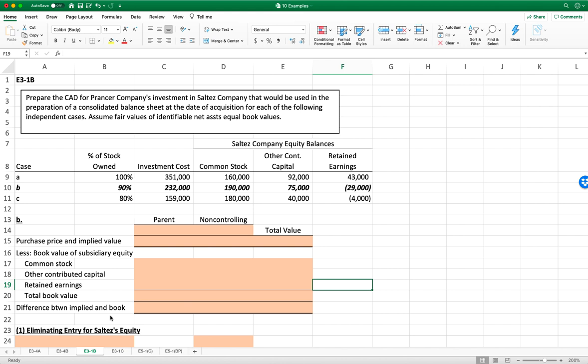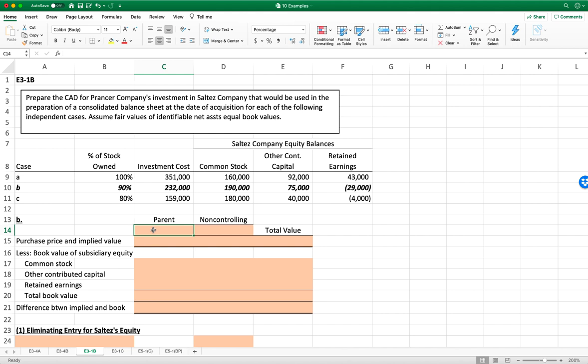In this example, we need to prepare the CAD for Prancer Company's investment in Saltez Company that would be used in the preparation of a consolidated balance sheet at the date of acquisition for each of the following independent cases. Assume fair values of identifiable net assets equal book values. So we're actually going to skip case A and go straight to case B. So we're just going to jump right into our computation and allocation of differences schedule.